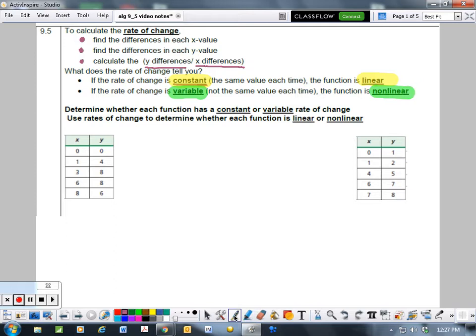Okay, so we're going to look to see if it has a constant or variable rate of change. And then we're going to use that idea to determine if the function is linear or nonlinear. So when I look here, I am adding 1 to my x's, and then I am adding 4 to my y's. So that means my rate of change here is y over x. And then I would analyze the next set of data. So here I am adding 2, and here I am adding 4. So 4 over 2 gives me a rate of change of 2.